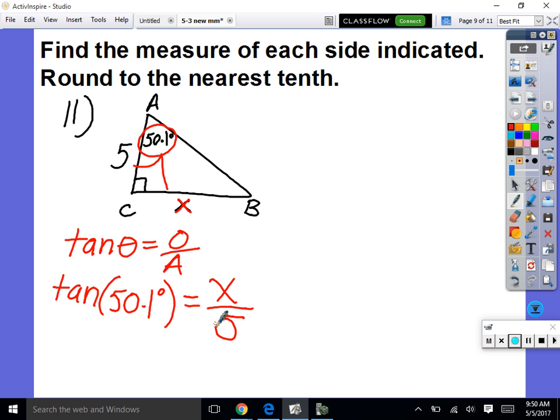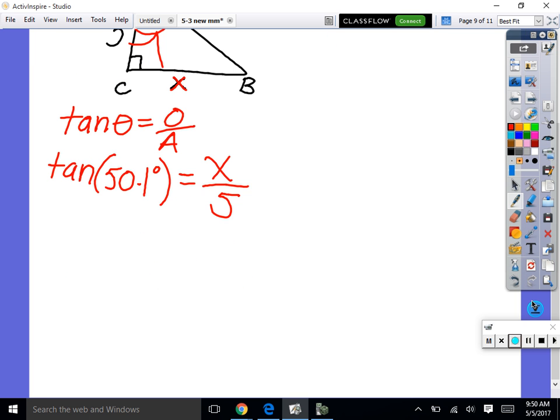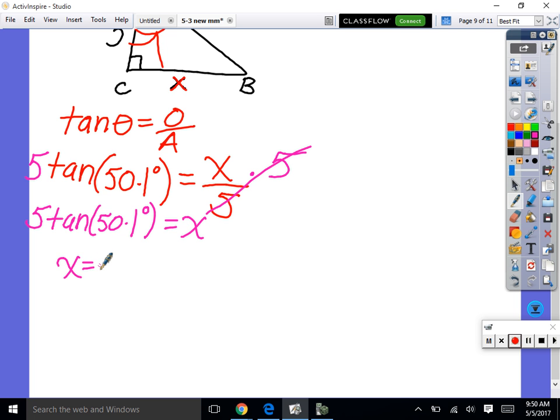Now you say to yourself, my goal is to get rid of fractions. That's my first step always. Good. So we're going to multiply both sides by 5. Rewrite it. 5 tangent of 50.1 degrees equals, the 5's divide out, equals x. And you'd say, my goal is to solve for x. So is x alone? If so, you're done. If not, do one more step. But this one is alone. And now you'll type it in.